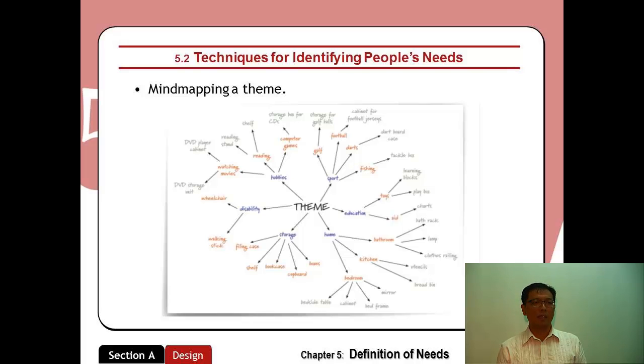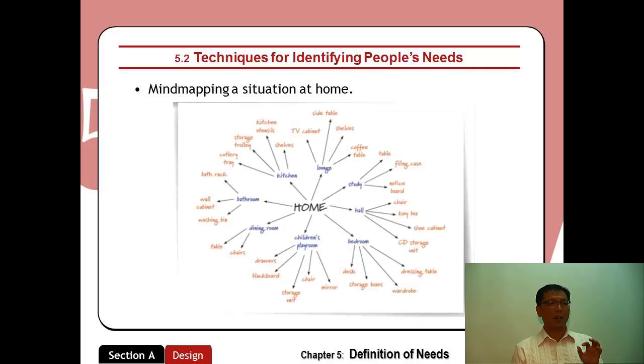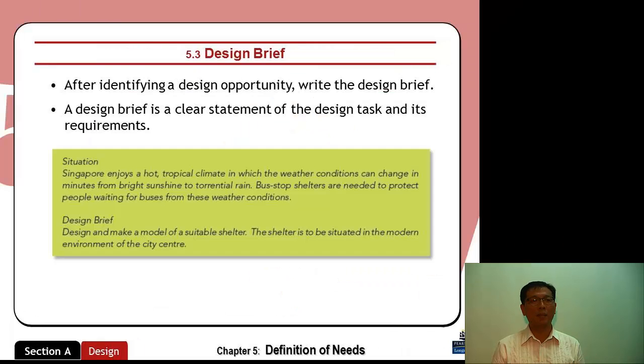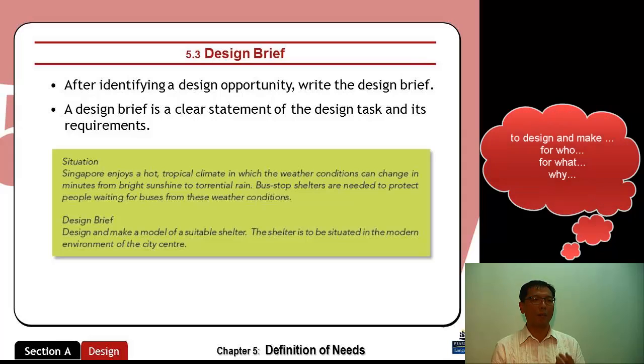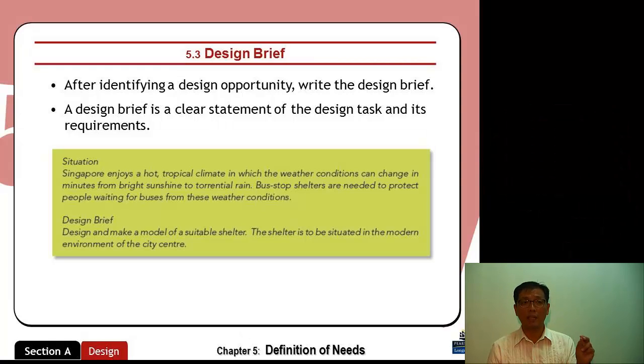Alright. After that, what is more important is when you actually sit down and think about the design brief. Alright, the design brief is a single statement, always starts with to design and make something, for who, for what purpose. Design brief is a clear statement of the design task and its requirements. Clear, one sentence. Alright?